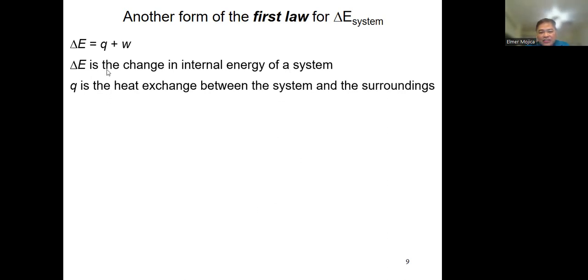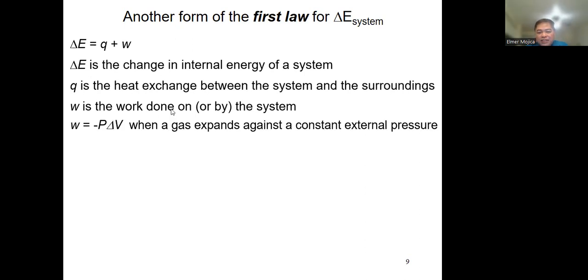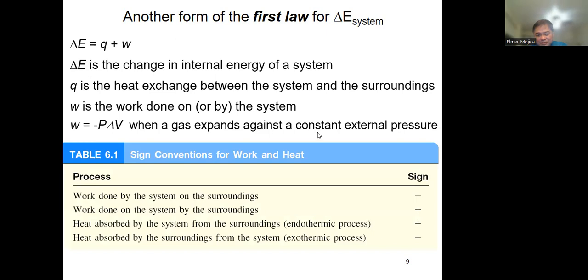So the internal energy is equal to Q, which is being exchanged between the system and the surrounding, and Q can be positive or negative. Work is the work done on or by the system. Work is usually the negative pressure times change in volume. This involves gas expansion against a constant external pressure, and the thing you need to remember here is the sign.